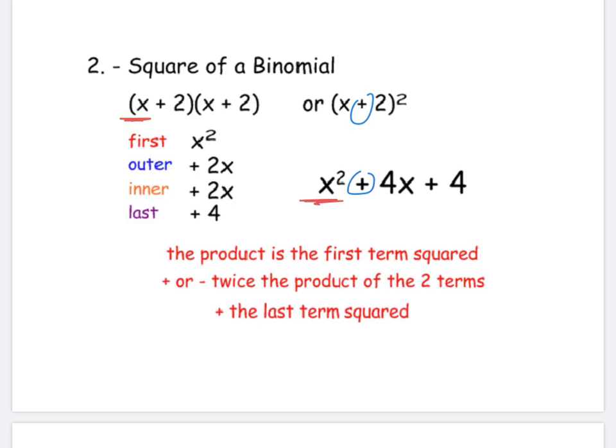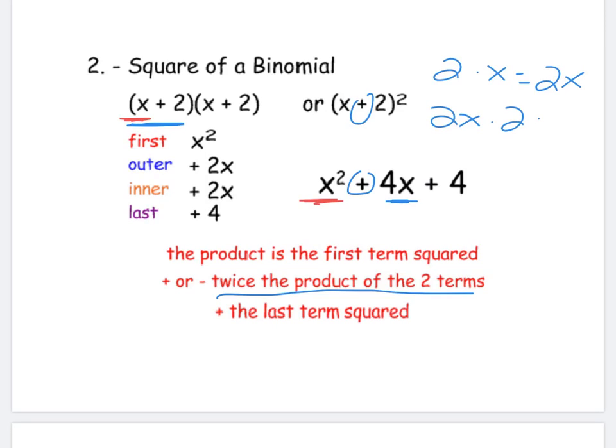And then it says twice the product of the two terms. So if I take my two terms, x and 2, and multiply them together, I get 2x. Twice that gives me 4x, right? Because 2 times x is 2x, and then 2x, if I have twice it, means multiplied by 2, which gives me 4x. And then my last term is still 2. So my last term squared is 4. That's where that comes from.